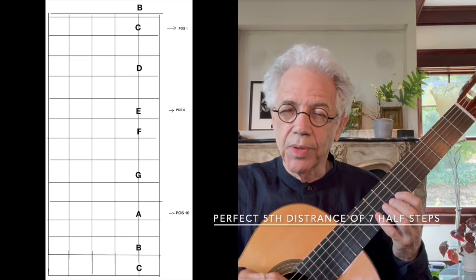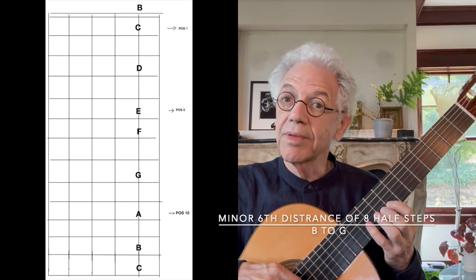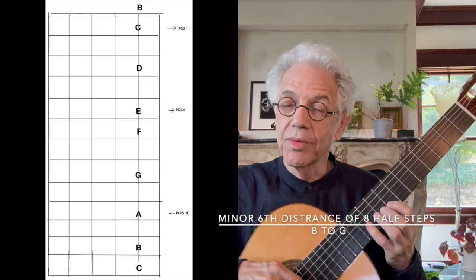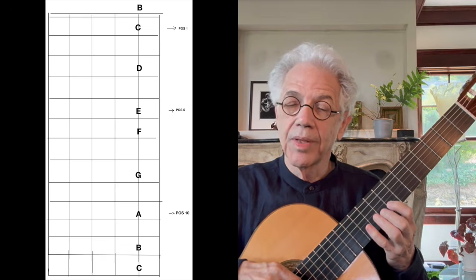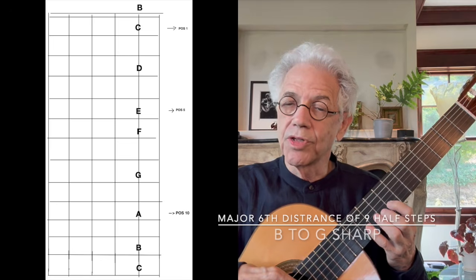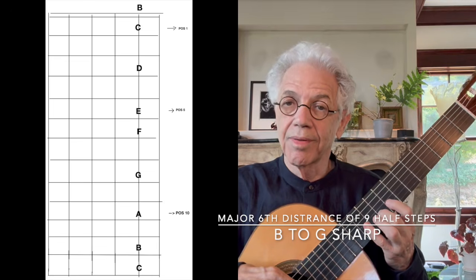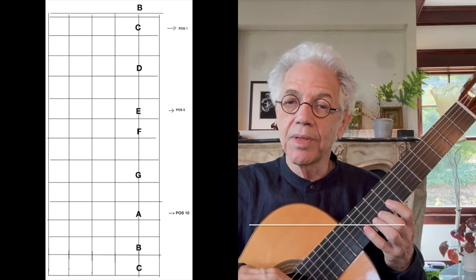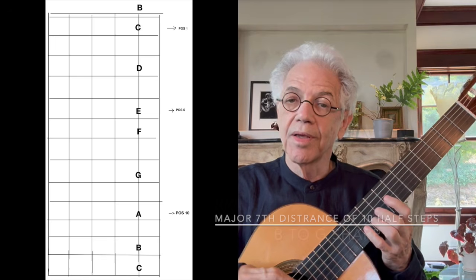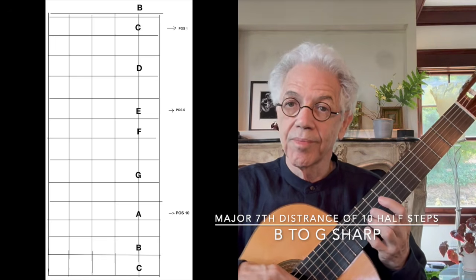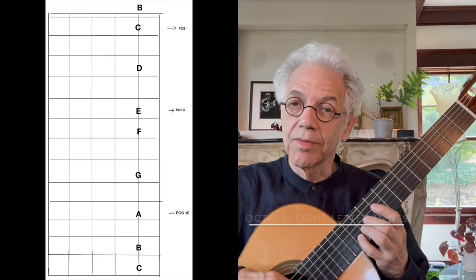Now, if we continue from this point, we go 1 fret above that, 8 half steps. So this is the 8th fret, 8 half steps. And this is a minor 6th. Now, if I go from B to G sharp, I've got a major 6th. And the next one is a minor 7th. And second to last one is a major 7th. Very very dissonant. And then you would expect this one to resolve to the octave.